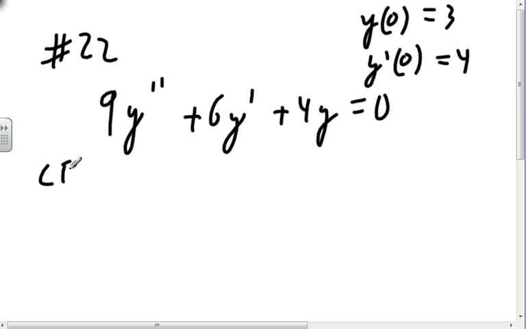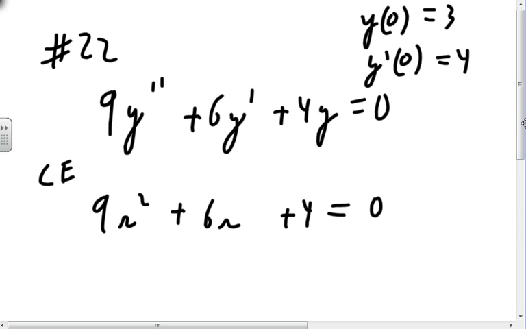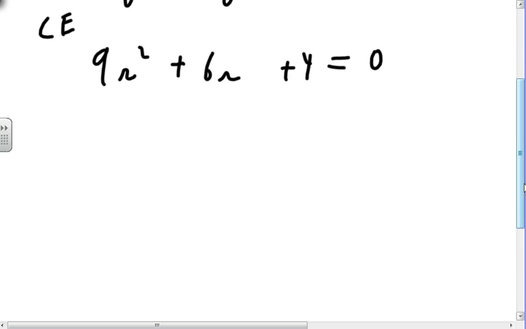Okay. Characteristic equation: 9r squared plus 6r plus 4 is 0. And can I factor that?